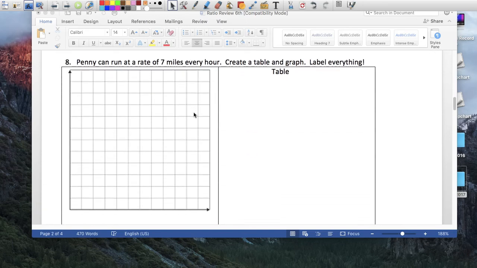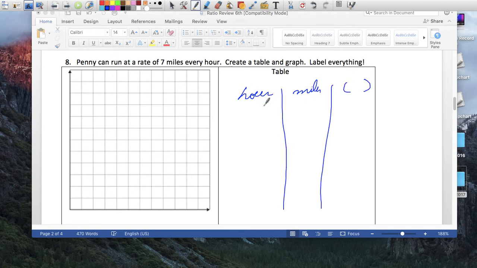Penny can run at a rate of 7 miles every hour, create a table and graph. So, simple question, create a table. Hour, time always goes first, then miles, and then our ordered pair. So I know that in 1 hour, she goes 7 miles. So that's my first one, 1, 7. About 4 points. So let's go 2, 3, 4. And then the miles will be 14, 21. Now here I'm going by sevens. There's my points. 2, 14, 3, 21, 4, 28. I think that's enough.